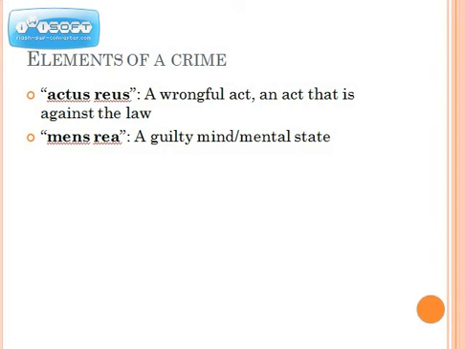Okay, so the 2 different elements of a crime with which you should be very familiar are actus reus and mens rea. Actus reus being a wrongful act or an act that is against the law, and mens rea being a guilty mind or mental state. So you're aware that what you're doing is a crime.